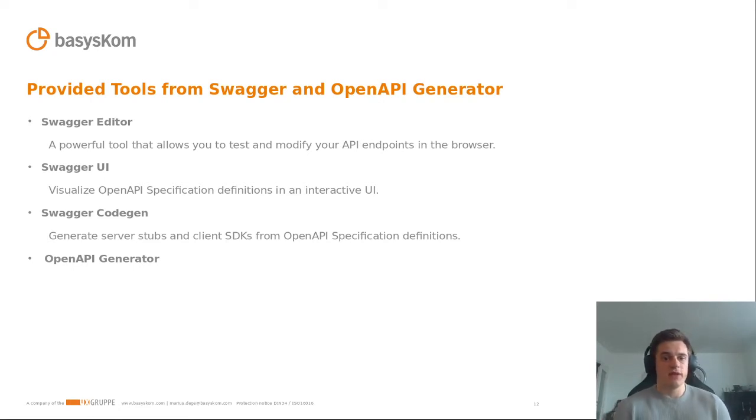And Swagger Codegen is the third tool in the Swagger project, and this is to generate server and client code from an OpenAPI specification. And last but not least, the OpenAPI Generator. As I said, it's the fork of the Swagger Codegen, and it does the same, but it does some things differently, especially if you look at Qt, and I will come back to this later on. What's the difference and why I bring this up here.